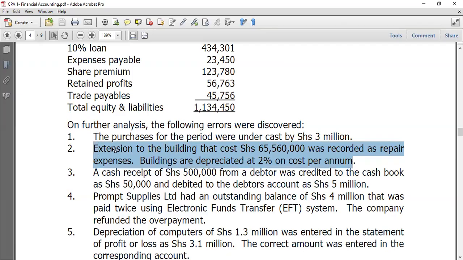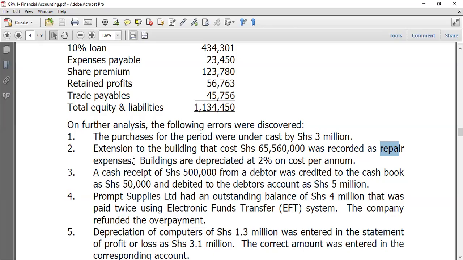So they are telling us that an extension to the building that cost 65,560,000 was recorded as repairs expense. And they're telling us that the buildings are depreciated at 2% on cost per annum. Now, I've already explained why this building extension should not be recorded under the repairs expense, because it increases the capacity of the building. Therefore, it should be recorded under the buildings account.